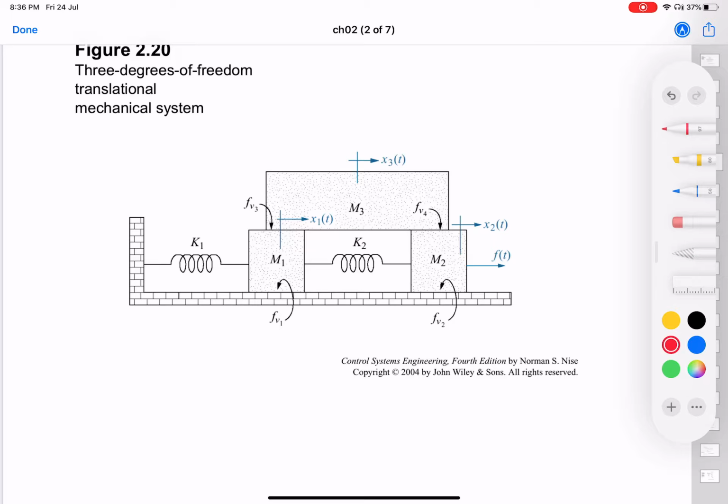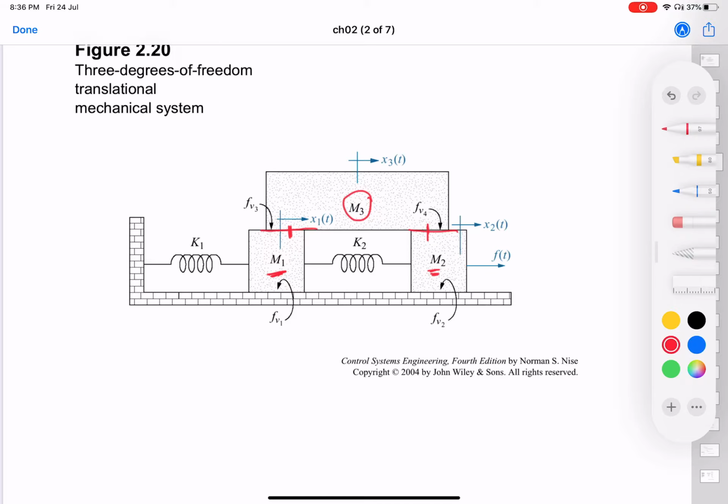Because see, this block on top is free to move on these blocks which are there, right? So its motion is independent of whether the blocks below are moving or not. So if you fix blocks M1 and M2, you can still move block M3, right? And the forces acting on block M3 would be the frictional forces, because it is actually put on two other blocks, right?